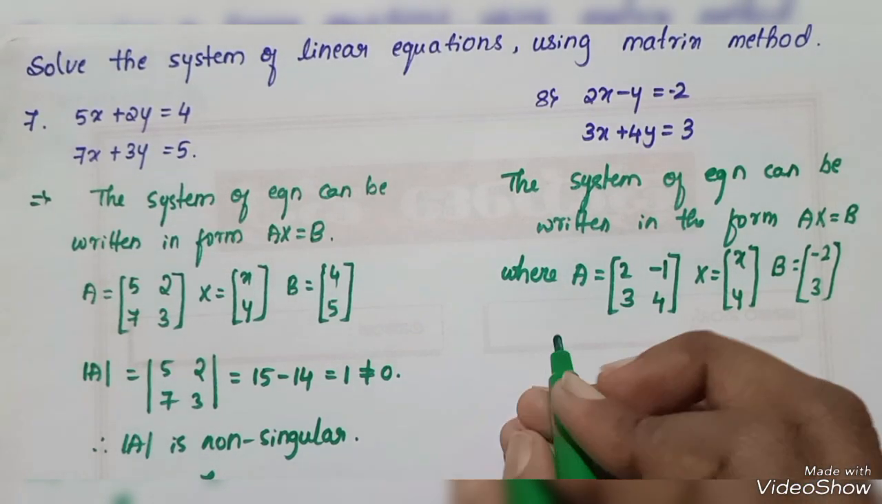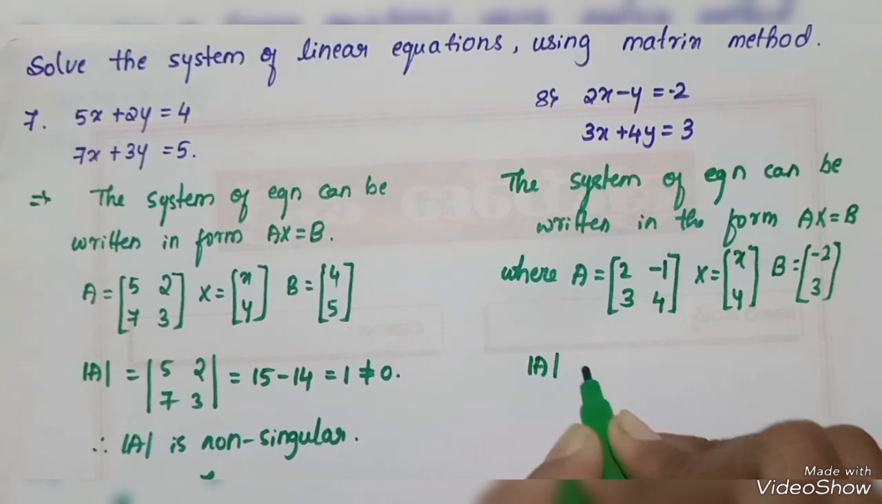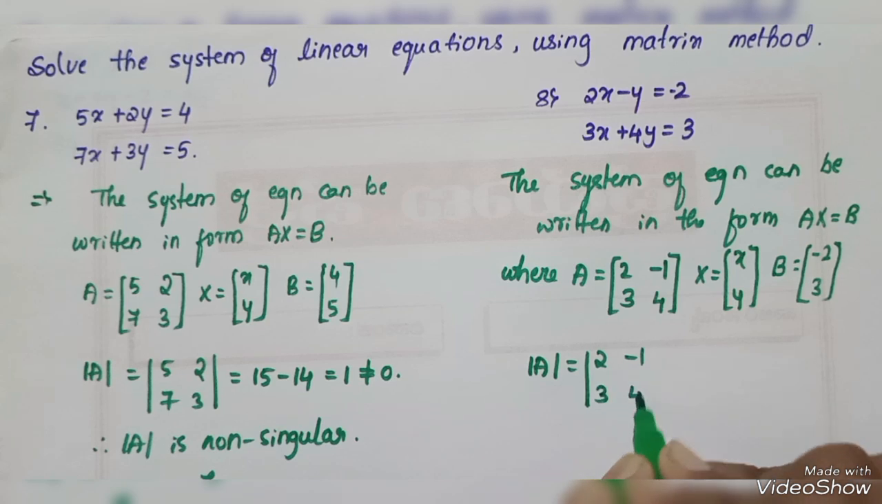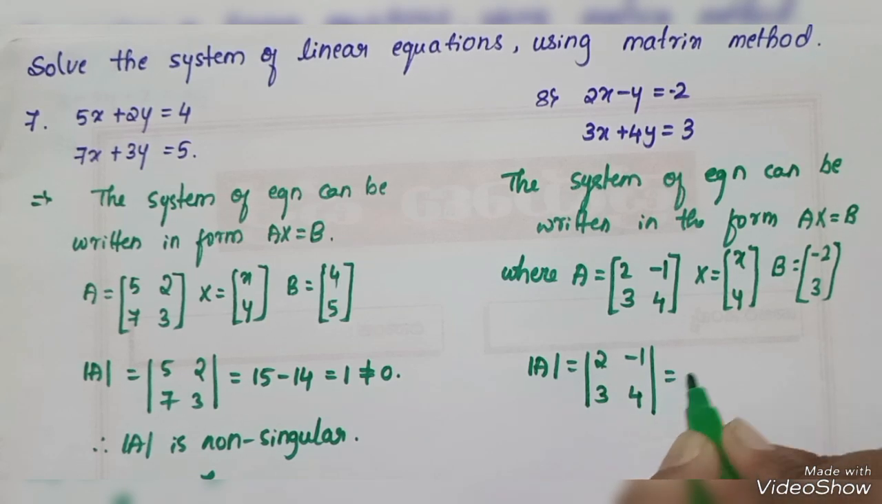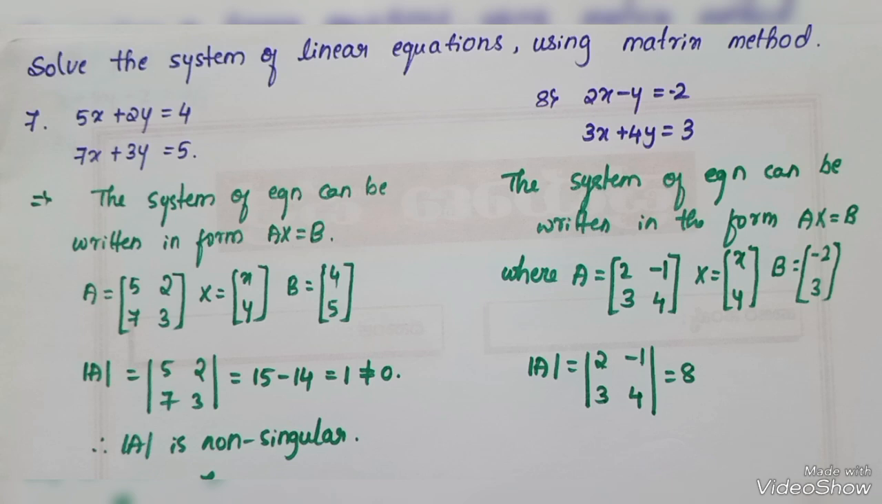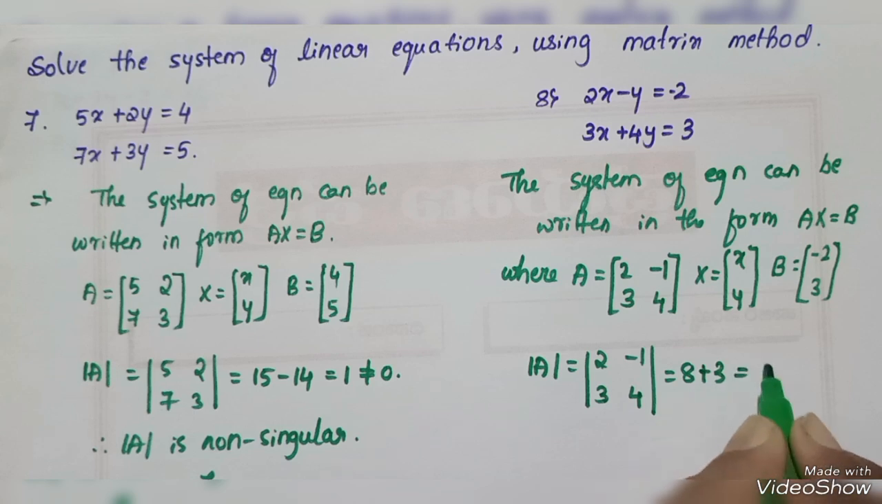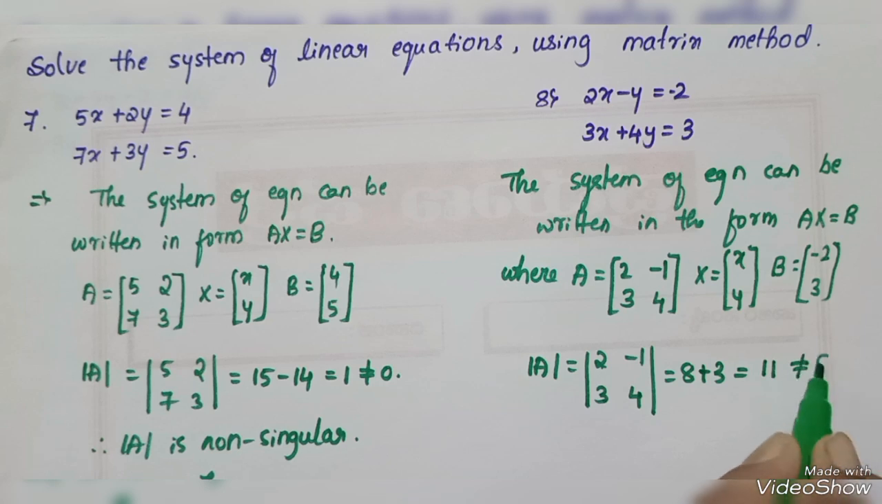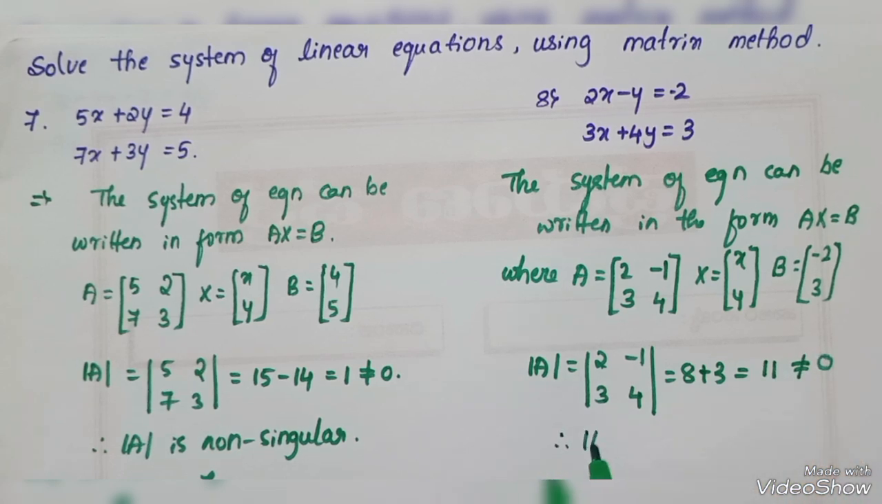Now the second step is to find the determinant of A. What is the determinant of A? 2 -1, 3 4. Now we find it: 2 into 4, that is 8. 3 into -1, minus 3, here it is a minus 1, so that is plus 3. So 8 plus 3 becomes 11. Determinant of A is equal to 11. 11 is not equal to 0. Therefore, A is non-singular.